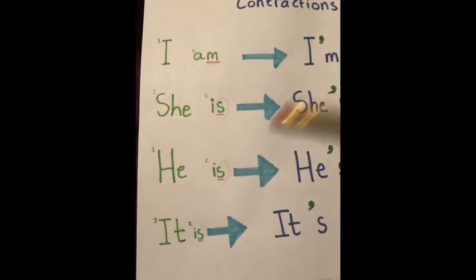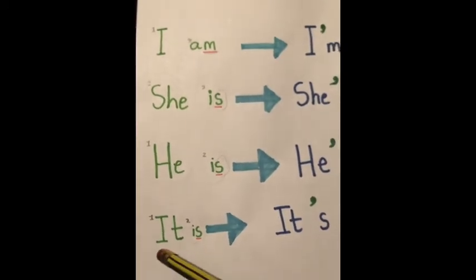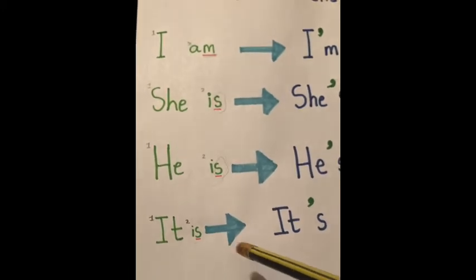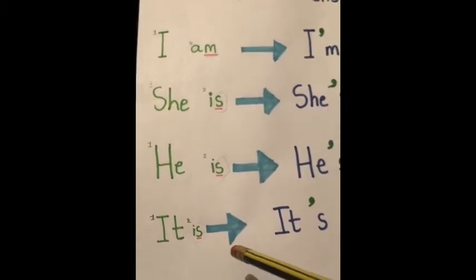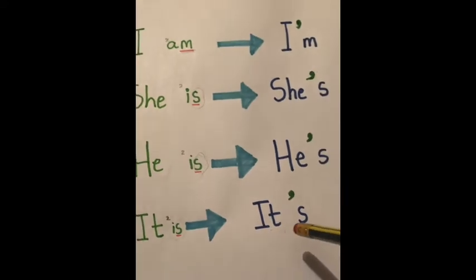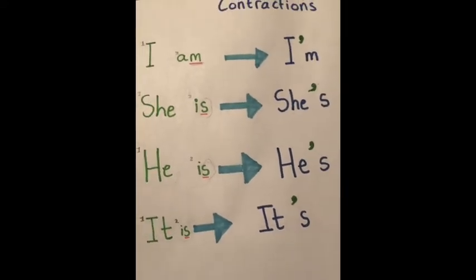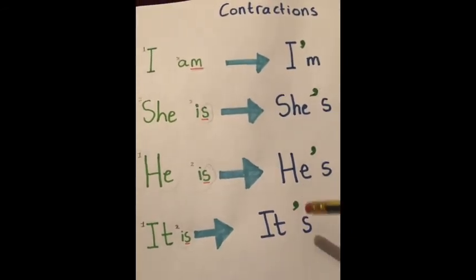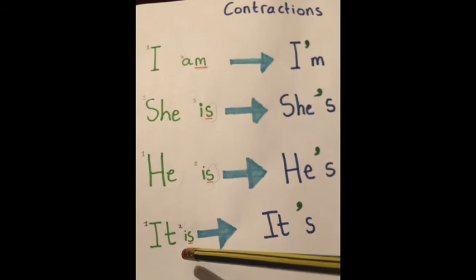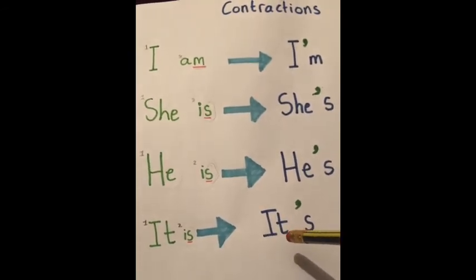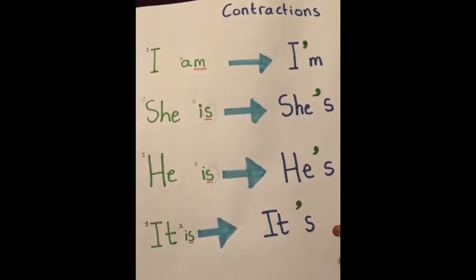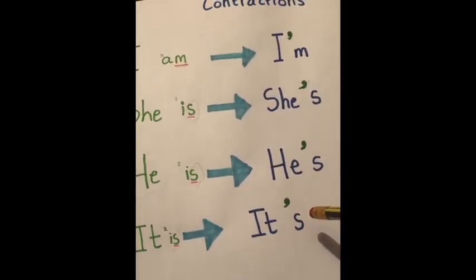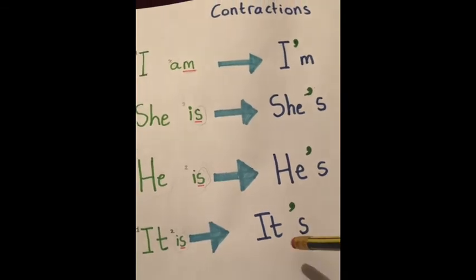Now, it is. It is. It is a cute cat. It's a cute cat. Okay? The same, we can use both it is or it's, but the contraction is it's because these two words became one word. Okay? So it's a cute cat, and we can use both of them. Okay?